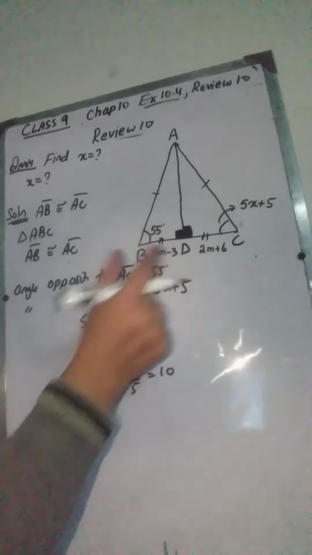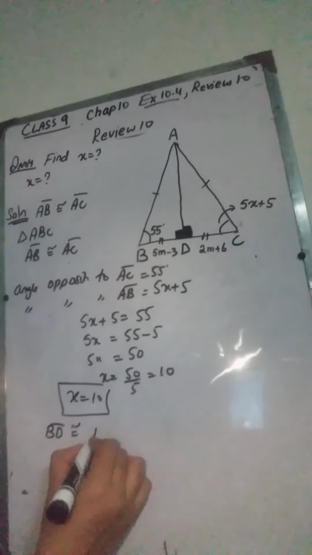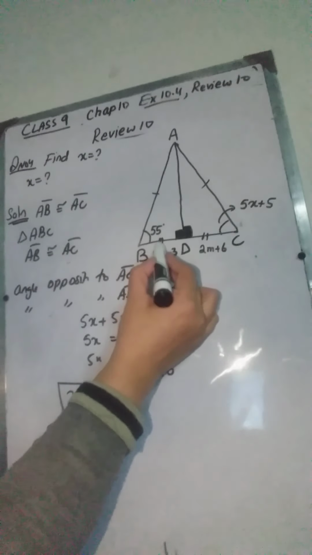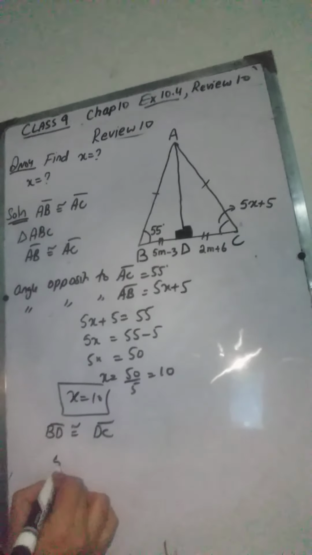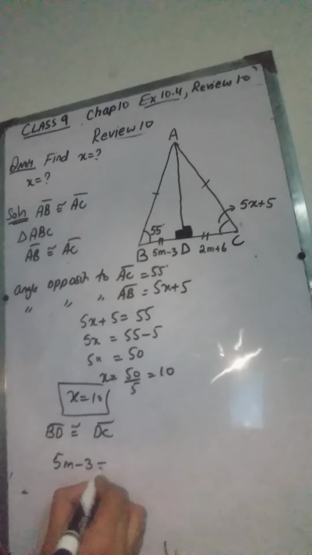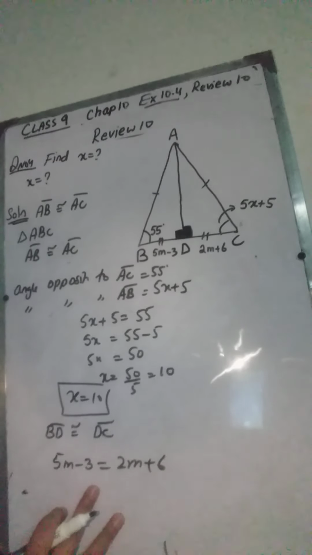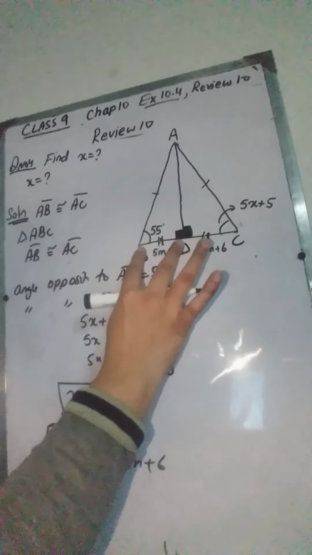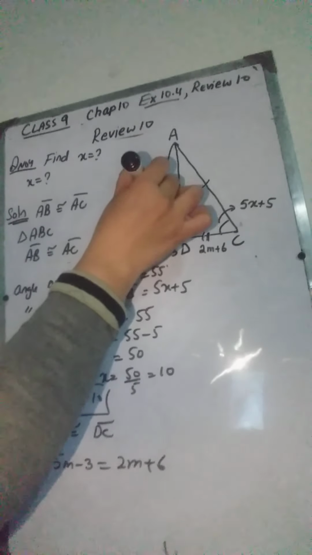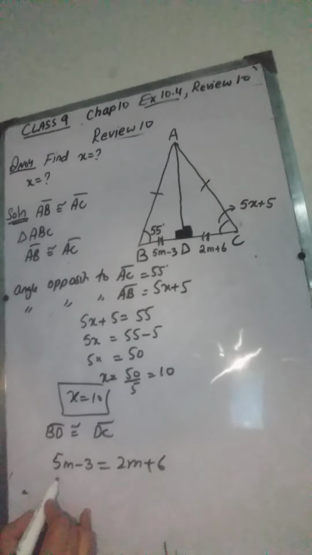Now also we are given that BD is congruent to DC. These two lines indicate that BD is congruent to DC. It means that 5m minus 3 will be equal to 2m plus 6, and from here we can easily find the value of m. These two symbols represent that these two sides are congruent, and this is the symbol which is telling us that these two sides are congruent.